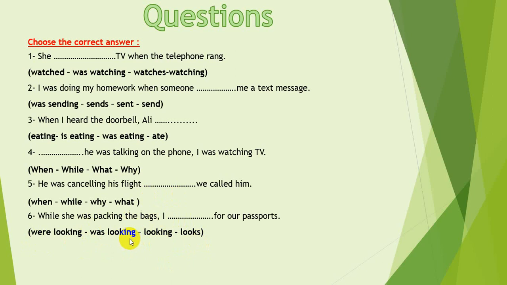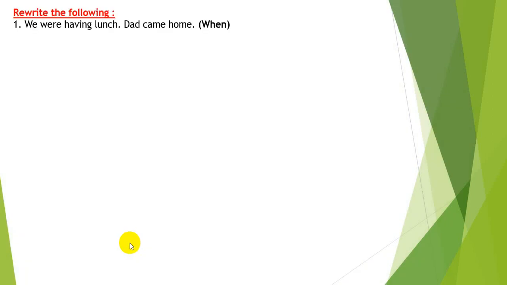Great, primary 5. Let's go to rewrite questions. Here, it says number 1. We were having lunch. Dad came home. Okay? So, two actions here.